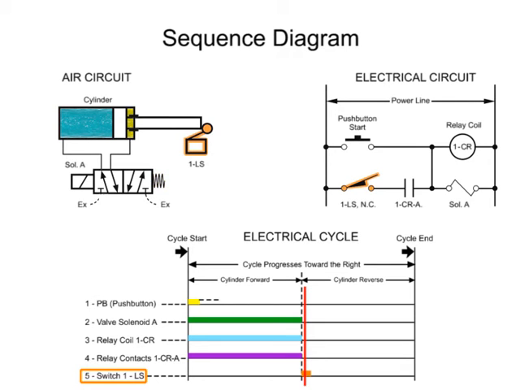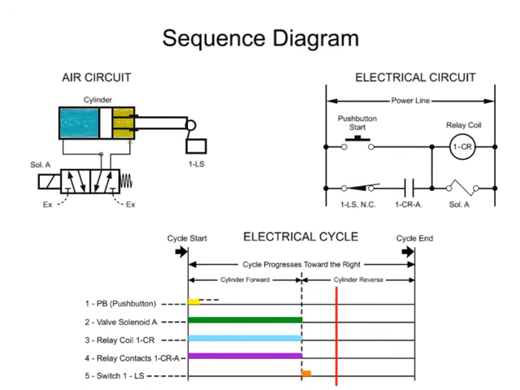Internal springs shift the solenoid valve spool to the cylinder retract position, and the cylinder starts its return stroke. Switch 1LS contacts close again as the cylinder backs off the switch, but the relay coil and valve solenoid do not become energized again because contacts 1CRA are open at this time. This begins again when the operator engages the push button once more.